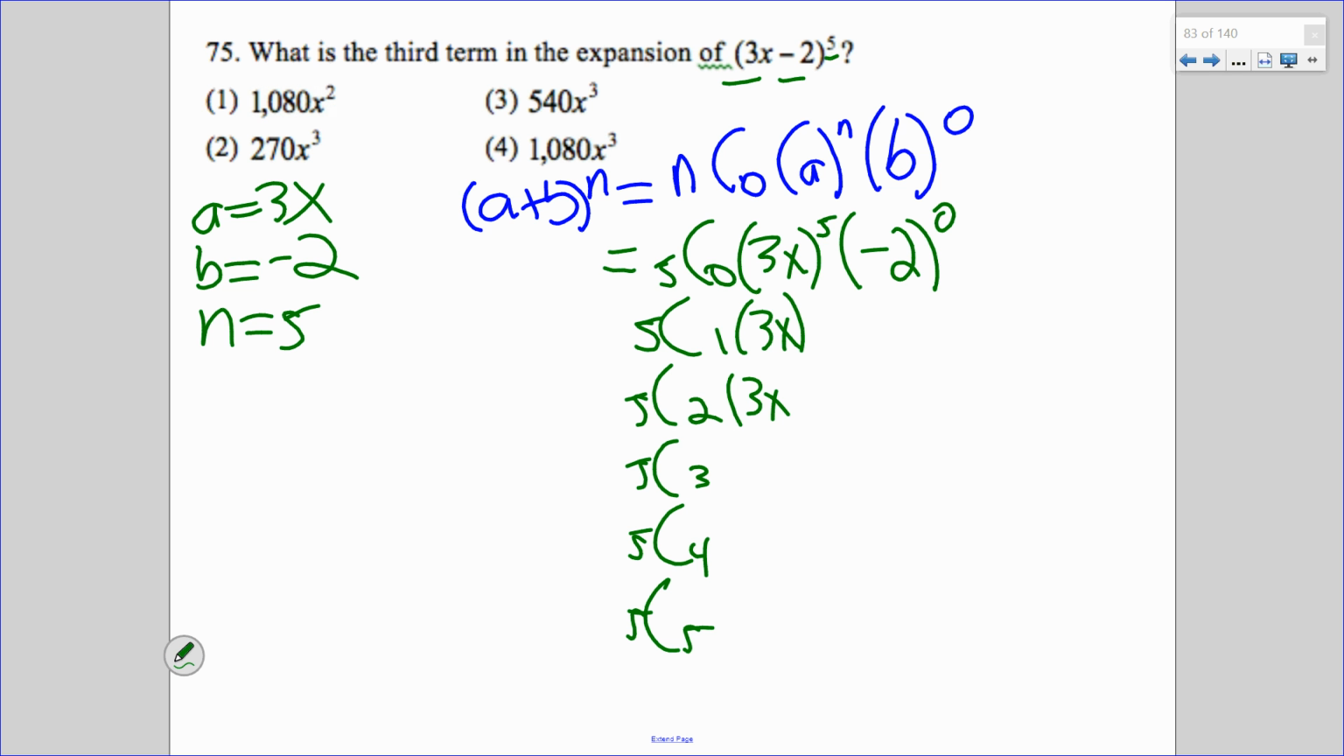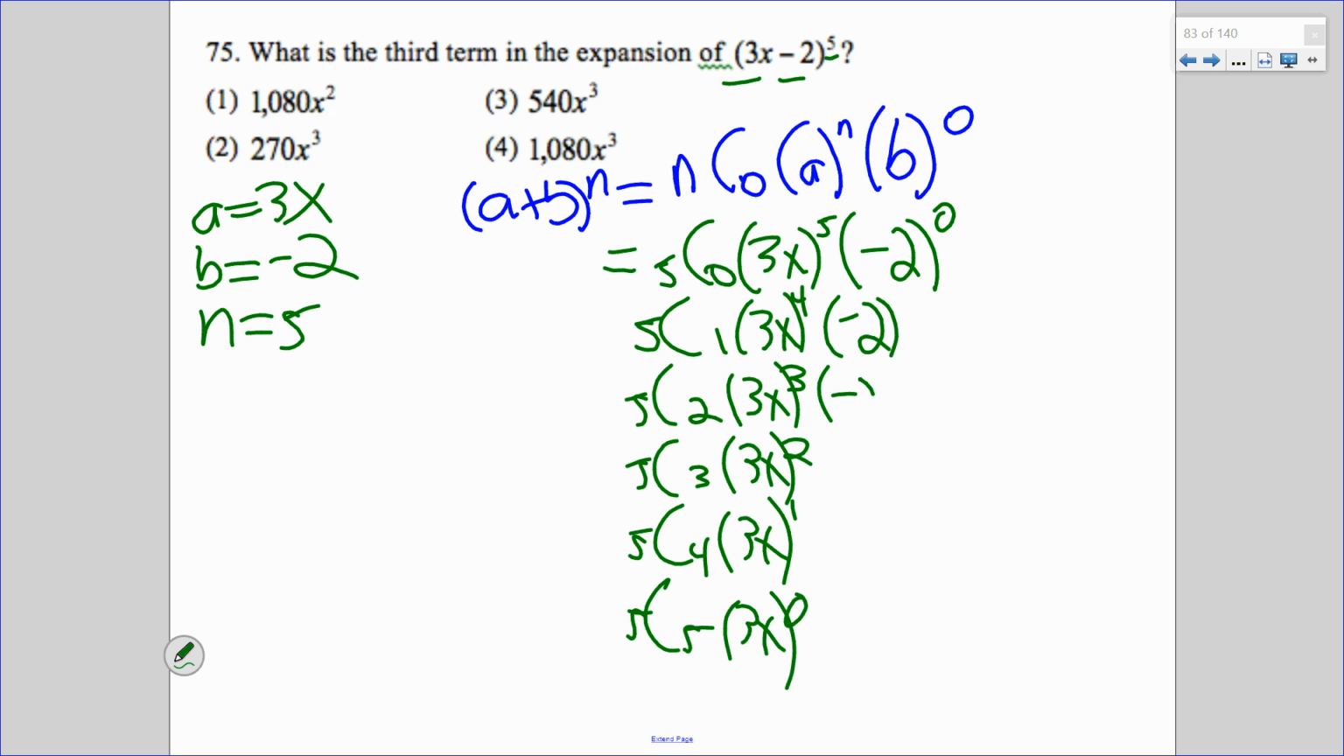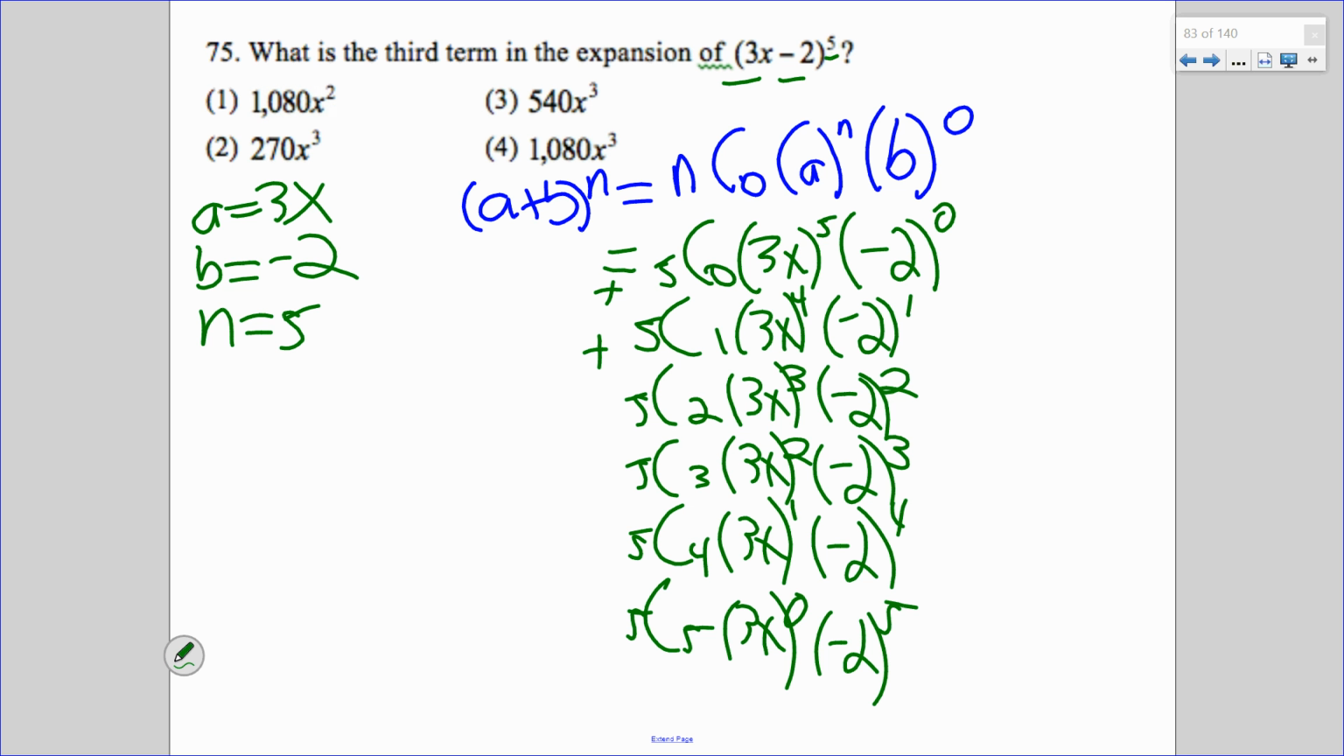3x, 3x, 3x, 3x, 3x, and I'm going to count 5, 4, 3, 2, 1, 0, negative 2, negative 2, negative 2, negative 2, negative 2, and I'm going to count up 0, 1, 2, 3, 4, 5. Now, technically, what's between all these? Pluses.